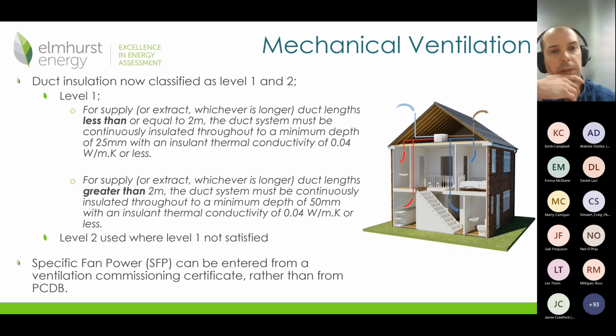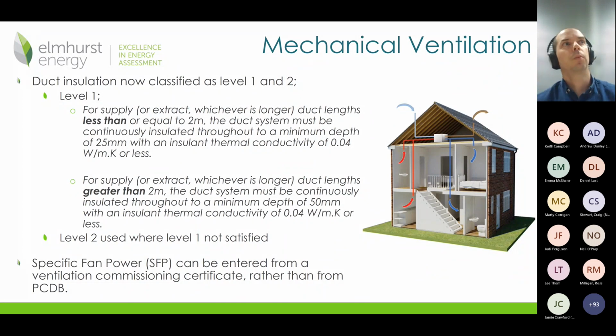There's some changes to mechanical ventilation, more about how the ductwork's insulated. The SAP assessor now has to reflect how long the ducting is and how much insulation has been placed on it. There are definitions for level 1 and level 2 that they have to satisfy.